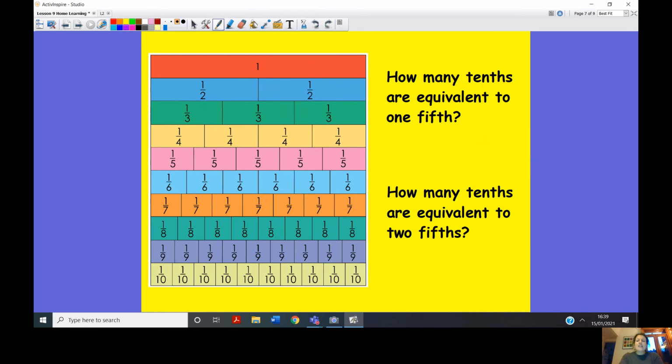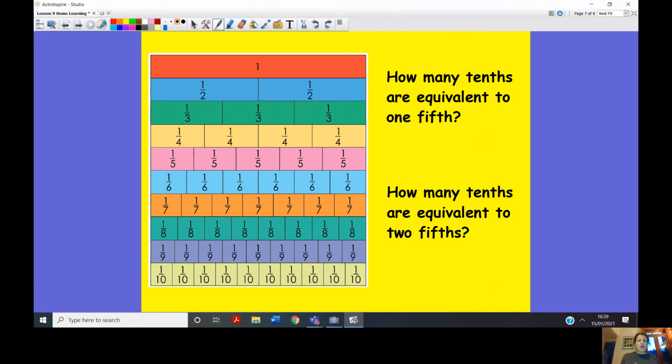How many tenths are equivalent to 1/5? How many tenths are equivalent to 2/5? Pause the video now, have a think, and we'll come back and discuss.